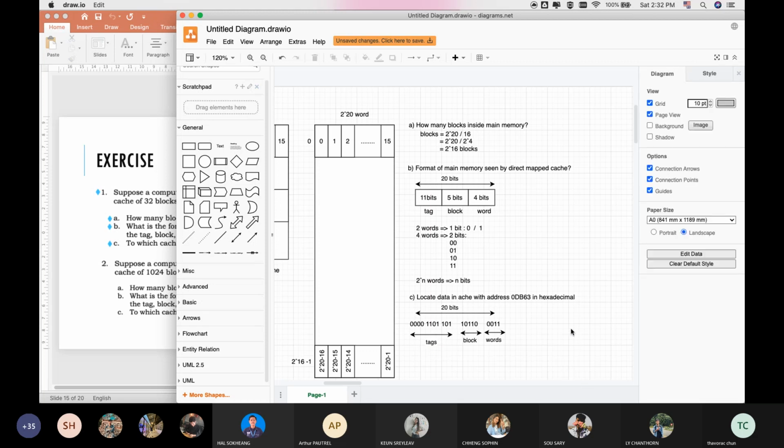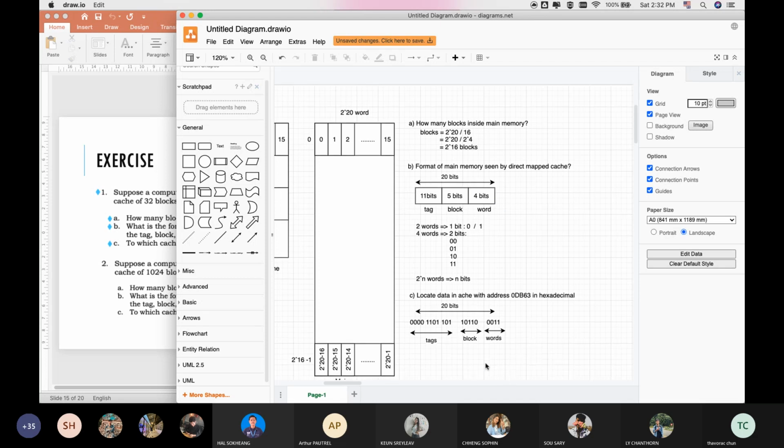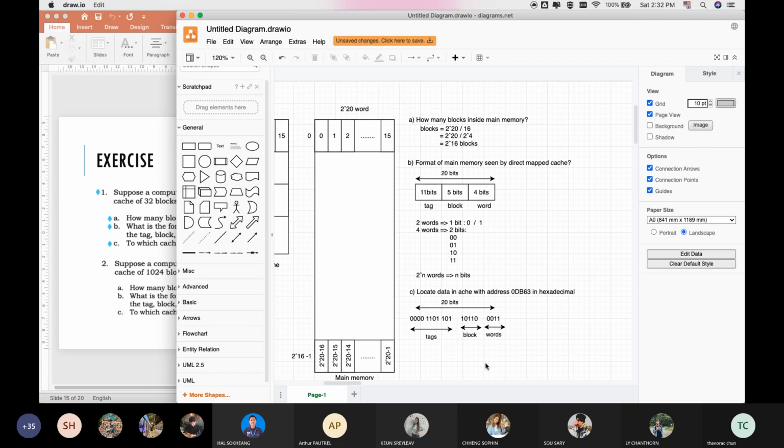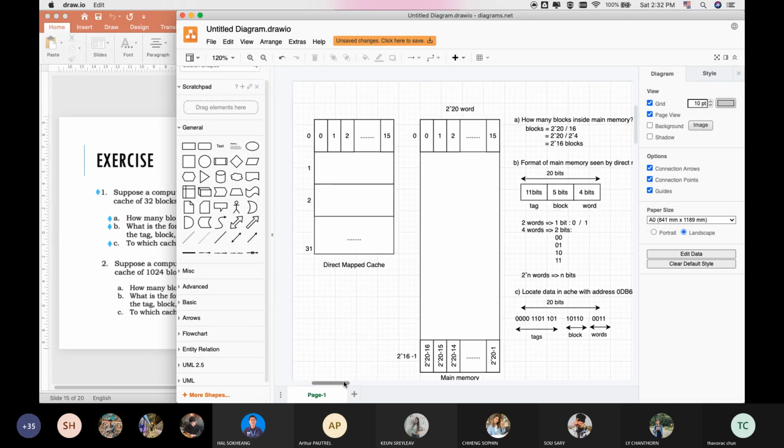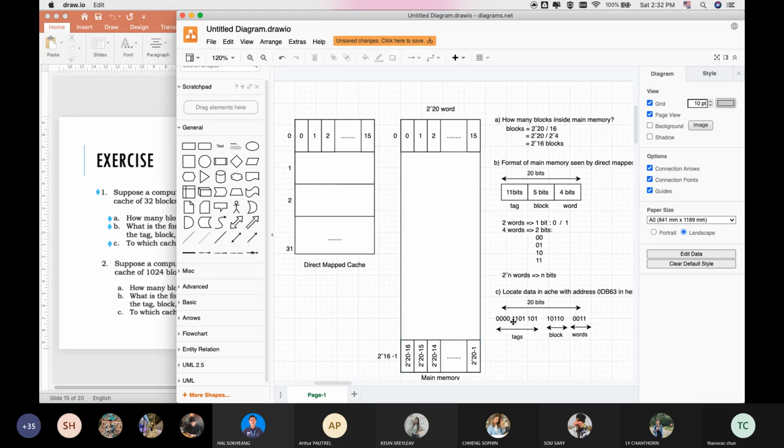So after we convert to binary, we can split the bits into different sections as we have from question B. So based on this, what can you tell? What is the location of the data with address 0DB63 inside the cache? Do you get some idea now? Based on this, how can you locate your data inside here?